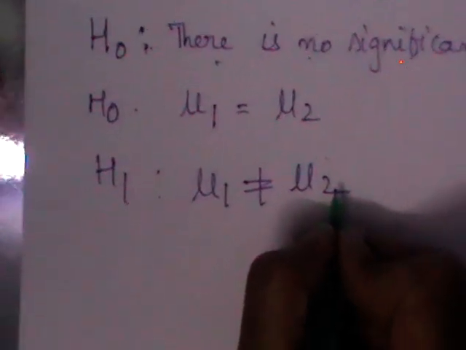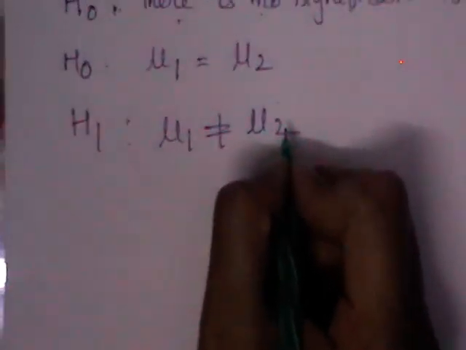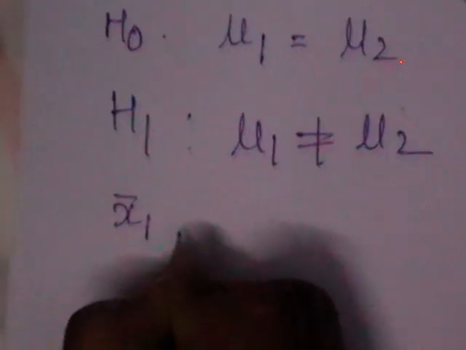So in the previous test, we just wrote the distribution of x bar. As you have two means here, try to describe what is x1 bar. X1 bar is nothing but the sample mean of the first sample.